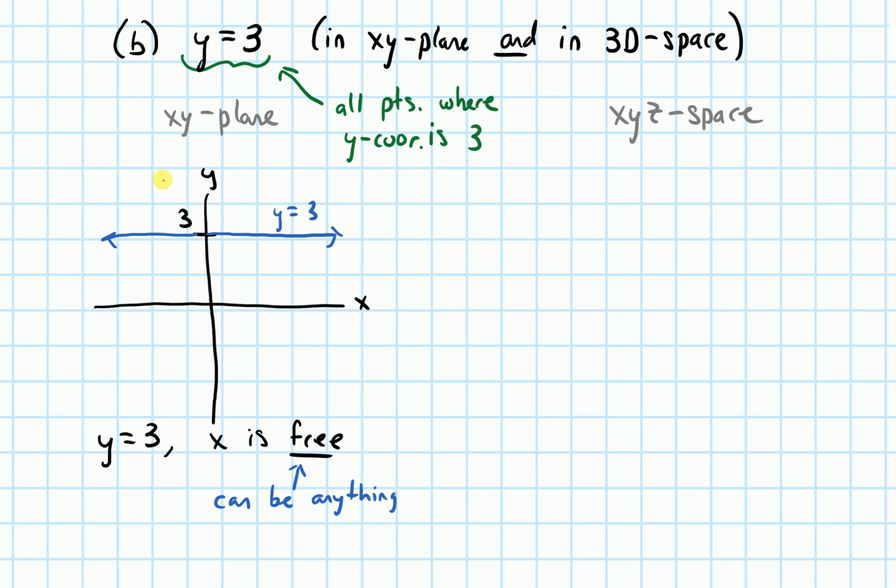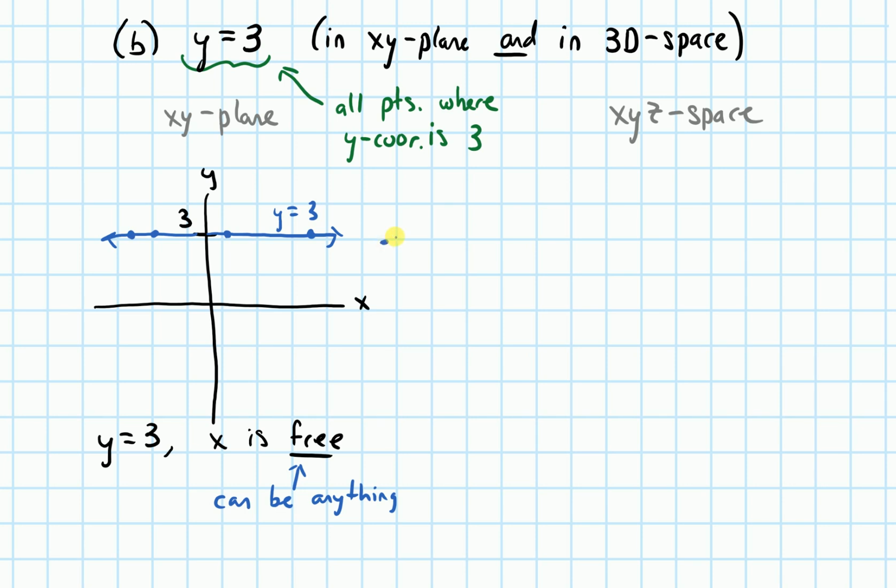And that's what we're seeing on this horizontal line. If I were to take a point like this, or a point like this, or a point like this, if I were to take all the points across this line, x can be anything, as long as y is 3.